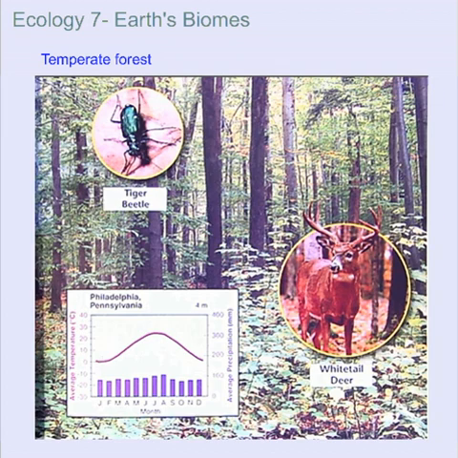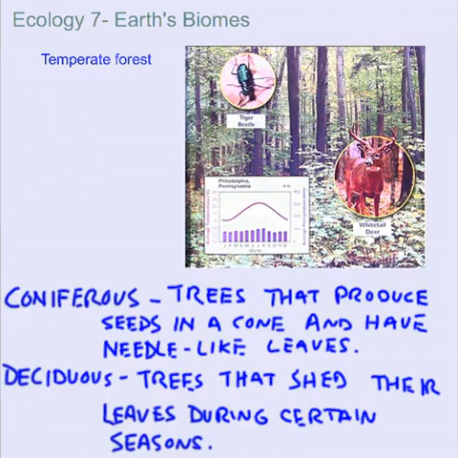Temperate forests contain a mixture of deciduous and coniferous trees. Coniferous trees, or conifers, produce seed-bearing cones, and most have leaves shaped like needles. Deciduous trees are trees that shed their leaves during certain seasons.